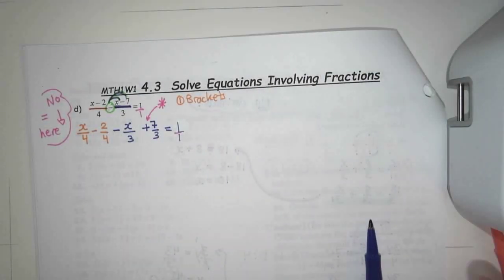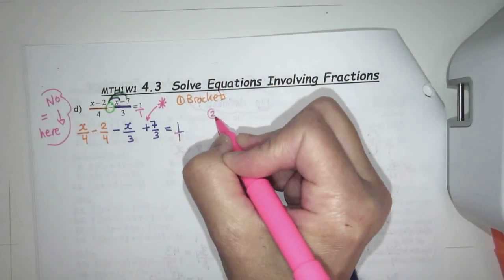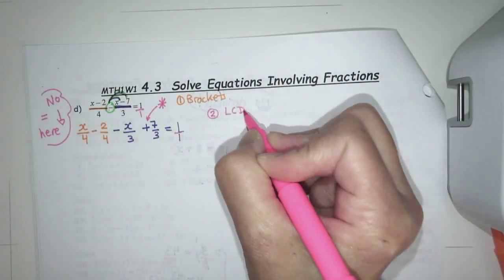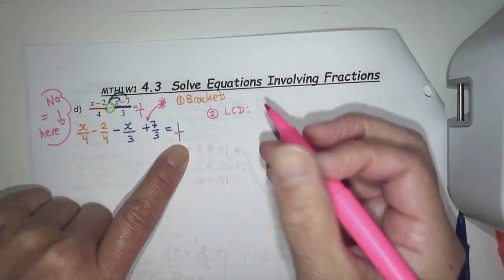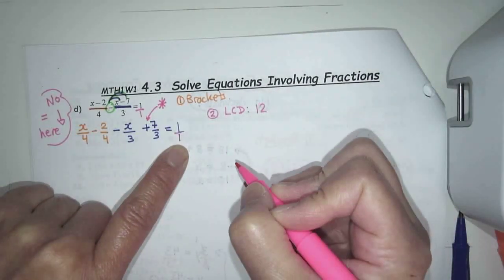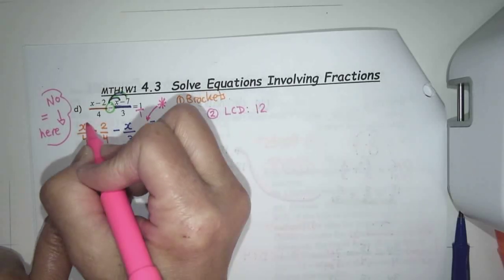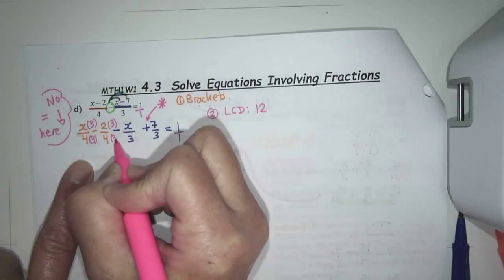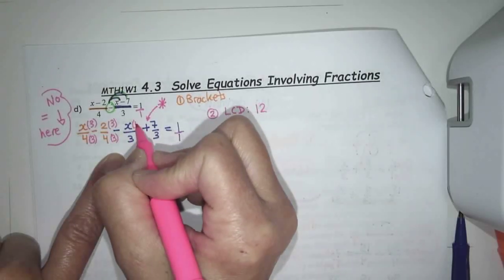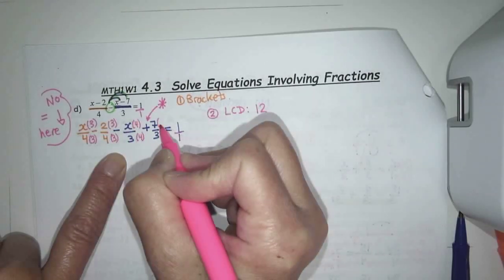Okay, so now step 2 is my lowest common denominator. I have 4 and 3 and 1, so I think 12. So then this guy here will be multiplied by 3, top and bottom, to get 12. This one I'm going to multiply by 4.